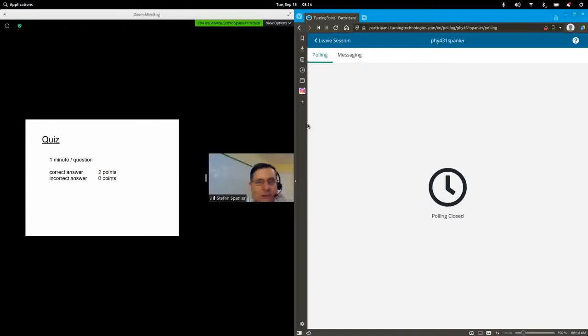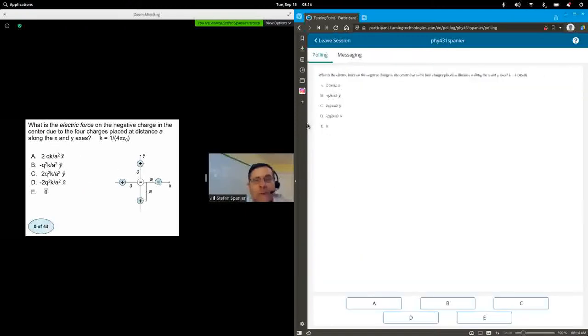And they have varying degrees of difficulty, I assume, for you. Nevertheless, you should all know what it is about. So this is a simple configuration of charges. What is the electric force on the negative charge in the center due to 4 charges placed at a distance A, as you see in this plot, along the x-axis and y-axis? And K I define in this case as 1 over 4 pi epsilon 0. And so there are A, B, C, D, and E answers. Please look at the slides. I cannot guarantee that everything comes well through if you look at your phone. So what is the electric force here on this charge? And start a little bit late. As I said, you have 60 seconds.